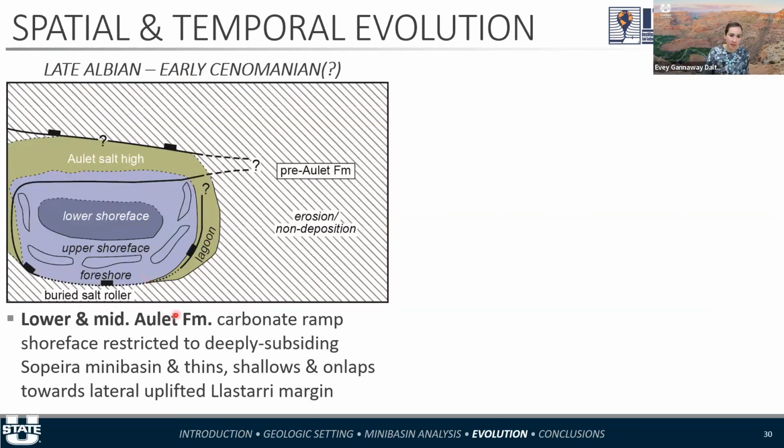So first we see here in the Sopera mini basin, the lower and middle Aulet formation carbonate ramp shoreface being restricted to that deeply subsiding Sopera mini basin. It's going to thin and shallow and onlap towards this uplifted Yastari margin over here.